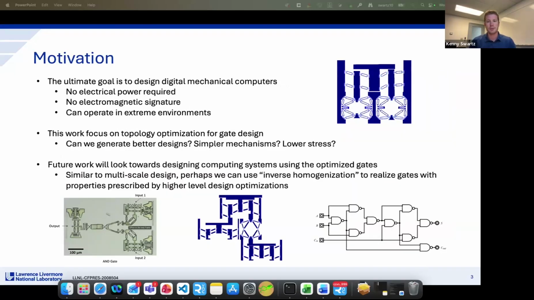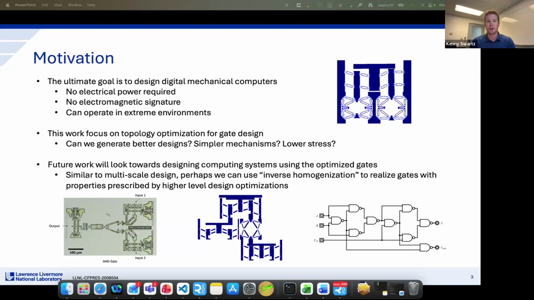So the ultimate goal here is we want to use topology optimization to design these digital mechanical computers. What exactly do I mean by digital mechanical? When we think digital, think binary, like zeros and ones. Generally in electrical computing, that's done by whether there's an electronic signal or not. But in mechanical, we're going to deal with things like displacements, which are more continuous. What we want is mechanisms that clearly snap between two locations so that we can measure this mechanical response in a digital way.